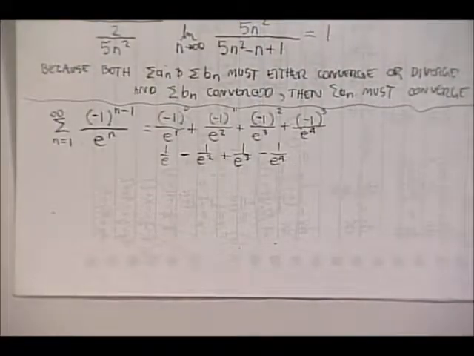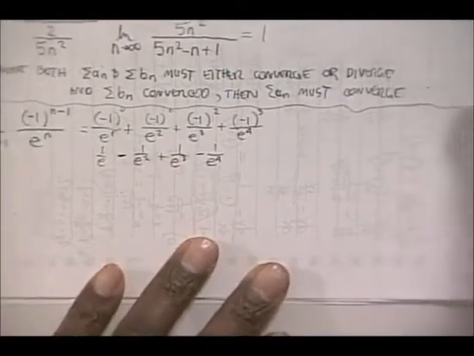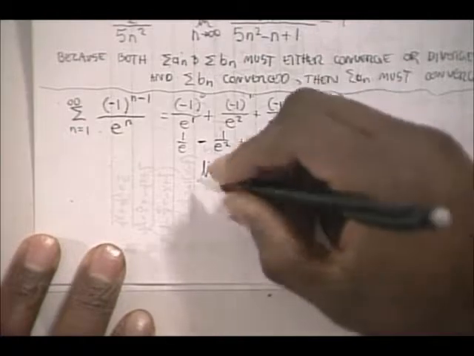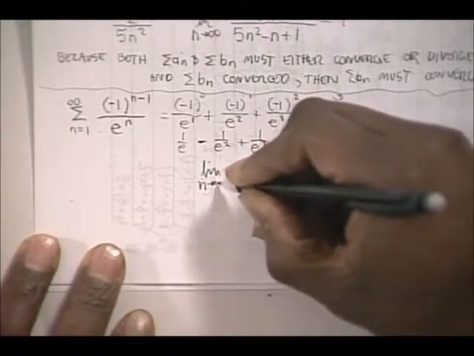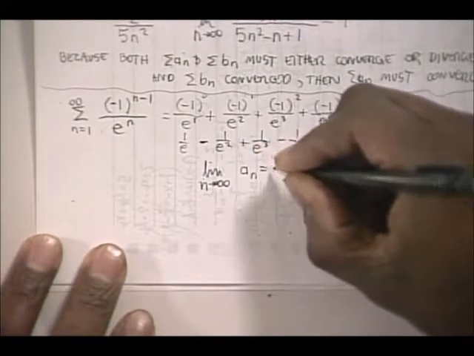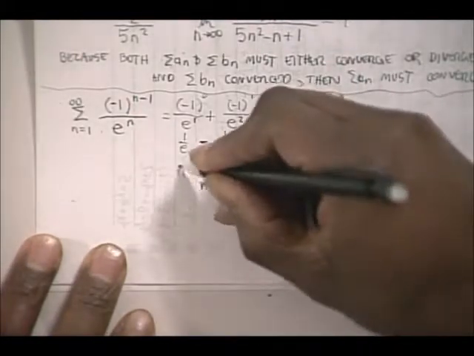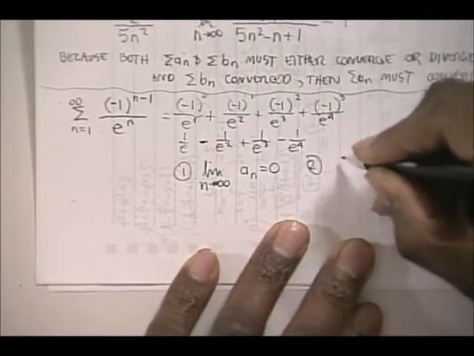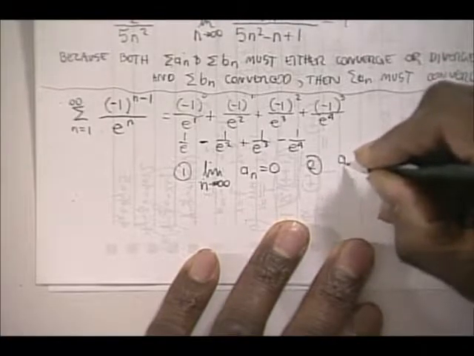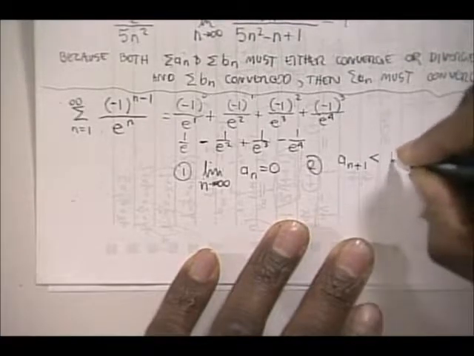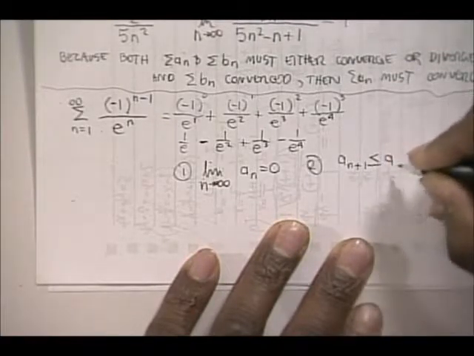Let me write this out so you can see it better. The 2 conditions to prove convergence of an alternating series are: if you've got the limit as n approaches infinity of a sub n, if that's 0, that's the first condition that would need to be met. And the second condition, this is what the textbook says, but we'll make this clear, is that a sub n plus 1 has to be less than or equal to a sub n.